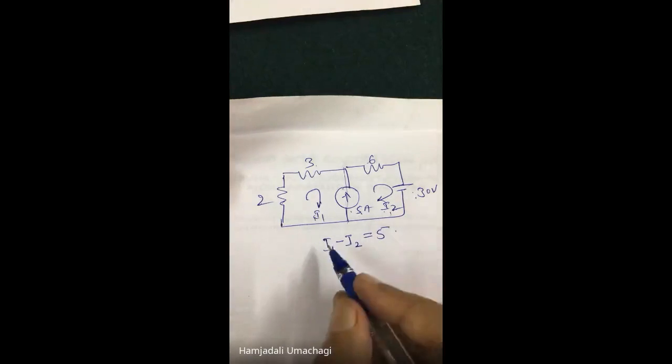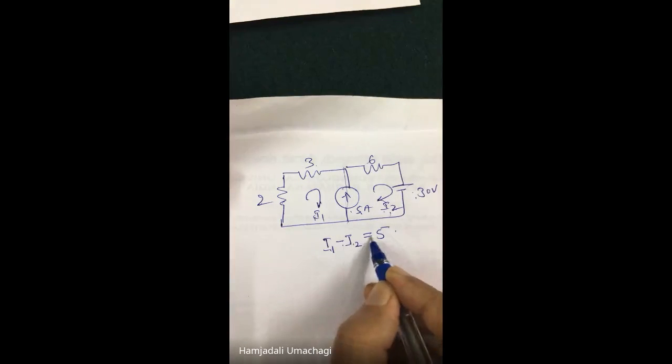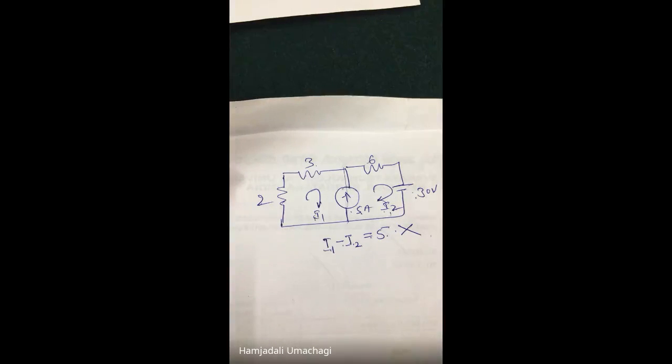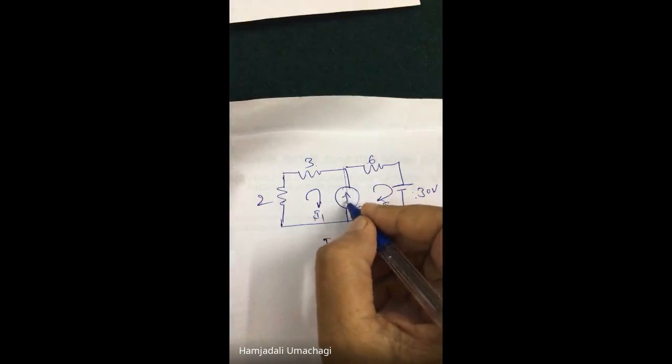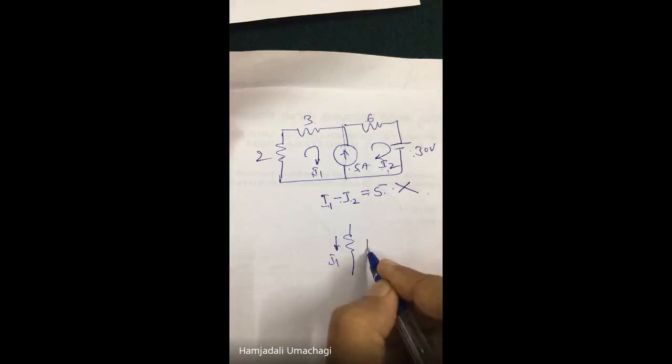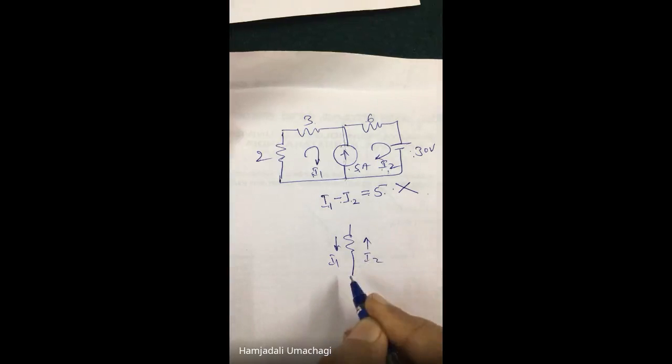See here, one more thing. I1 minus I2 equal to 5 is a wrong equation. Why is it a wrong equation? We know that current in this, see here. Suppose this is a resistor. This is I1. This is I2. What's the current?